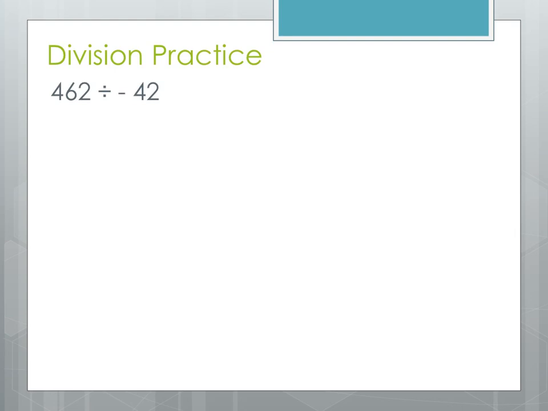Okay. Let's move on to some more long division practice. We have 462 divided by negative 42. This is a positive and a negative. Okay, so we know the sign of our answer is going to be negative. I don't know my times tables of 42 very well, so we're going to have to do some long division here. 462, the first number goes inside, 42 goes on the outside.